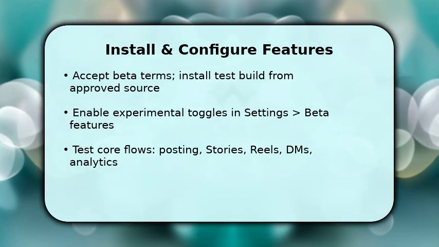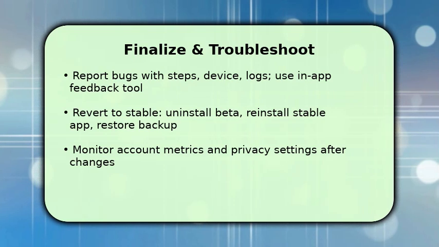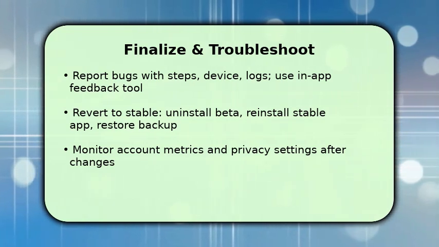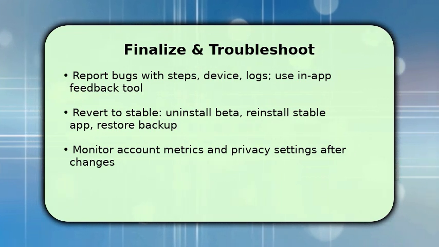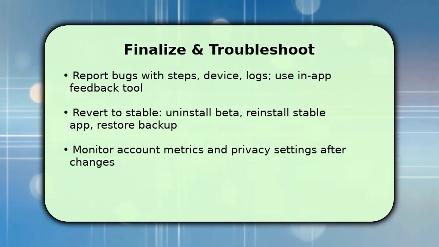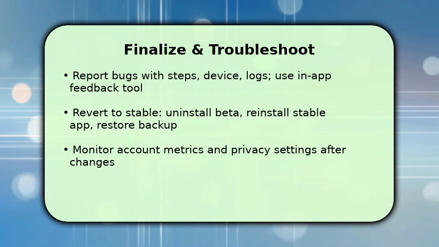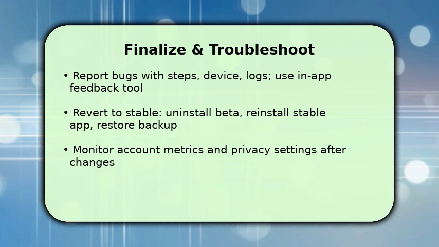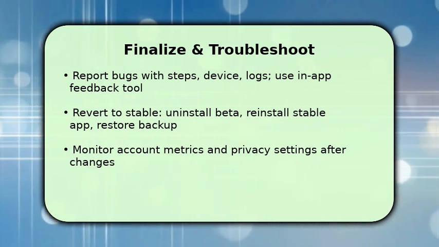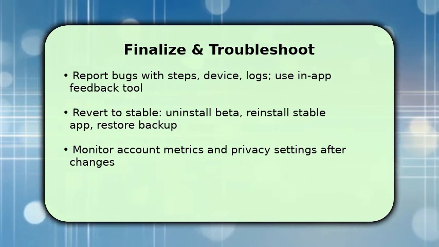To finish, regularize your setup and learn how to handle problems. Use the in-app feedback tool to submit bugs with clear steps, device model, OS version, and screenshots. This speeds fixes. If instability appears, revert to the stable release by uninstalling the beta and reinstalling from the official store, then restore your exported data.